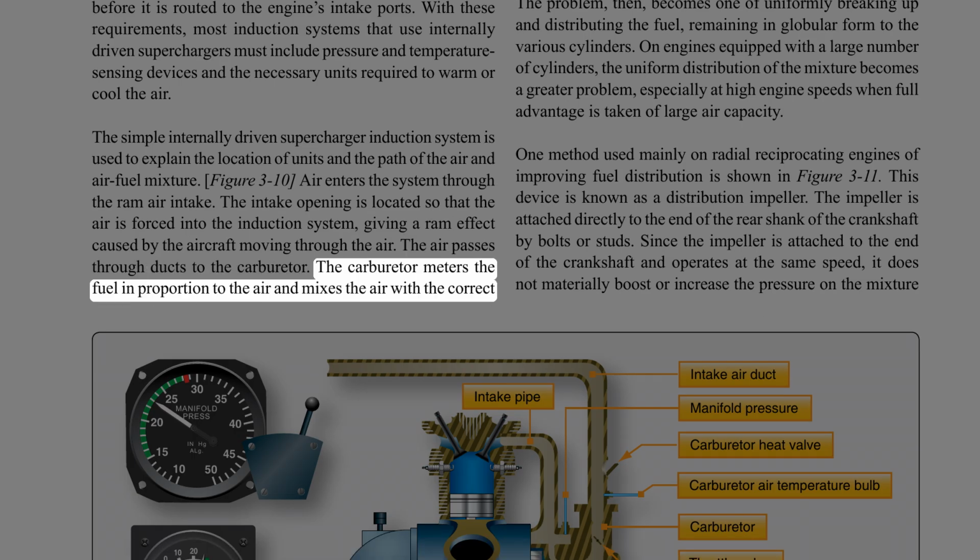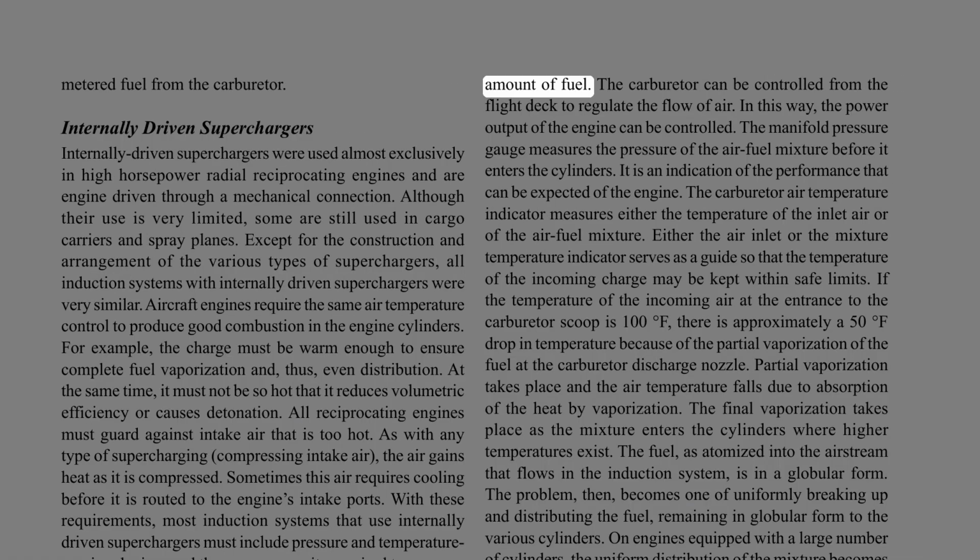The carburetor meters the fuel in proportion to the air and mixes the air with the correct amount of fuel. The carburetor can be controlled from the flight deck to regulate the flow of air. In this way, the power output of the engine can be controlled. The manifold pressure gauge measures the pressure of the air-fuel mixture before it enters the cylinders. It is an indication of the performance that can be expected of the engine.